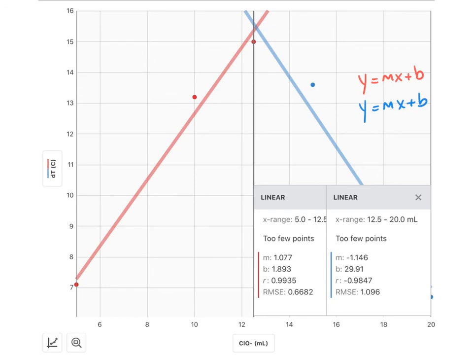But for generating a graph, I find that this app is much more useful than Excel or even Google Slides or Google Sheets in order to create the graph that gives you the desired outcome. And honestly, it didn't take me too long to figure out.